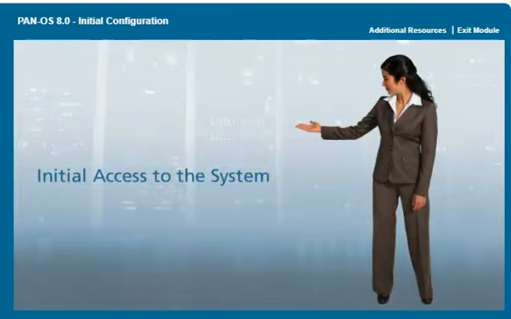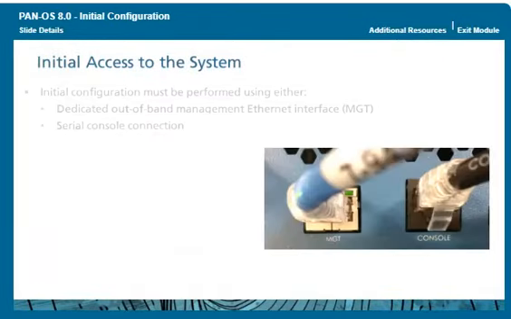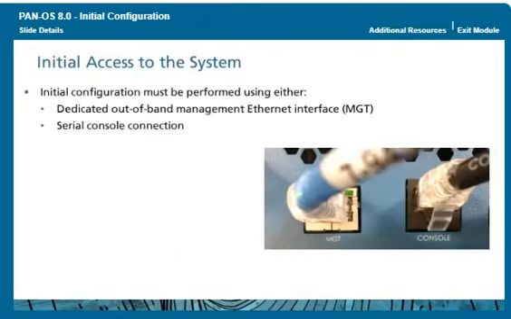Initial access to the system. Palo Alto Networks firewalls are built with a dedicated out-of-band network management interface labeled MGT. This interface passes only management traffic for the firewall and cannot be configured as a standard traffic interface. This interface is used for direct connectivity to the management plane of the firewall.